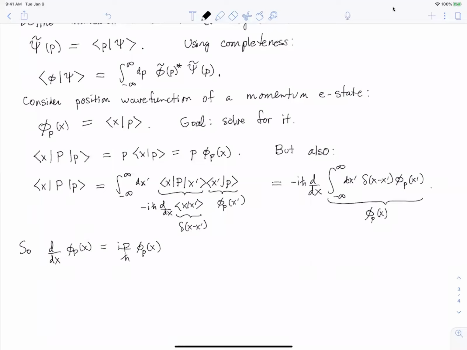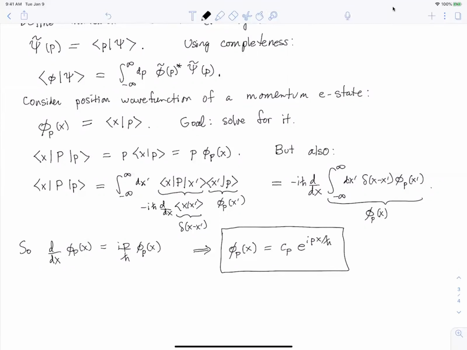Okay, and that's a first order linear differential equation. And we know how to solve it. One way to solve it is just to guess the answer. So phi p of x is equal to an arbitrary constant, which is really a constant of integration, times e to the i px over h bar. Okay, so that's our solution.